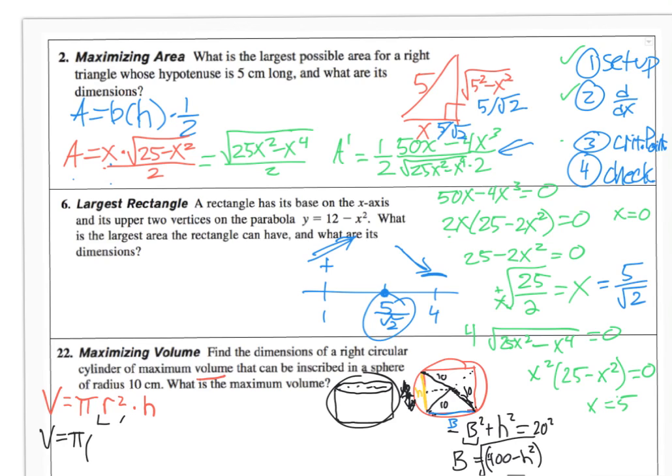so we said that was 400 minus h squared, all square root over 2. Squaring both of those gets rid of the square root and makes the 2 a 4. And then times h. From here, we can then do some of that stuff, take the derivative, find critical points, and check those values.